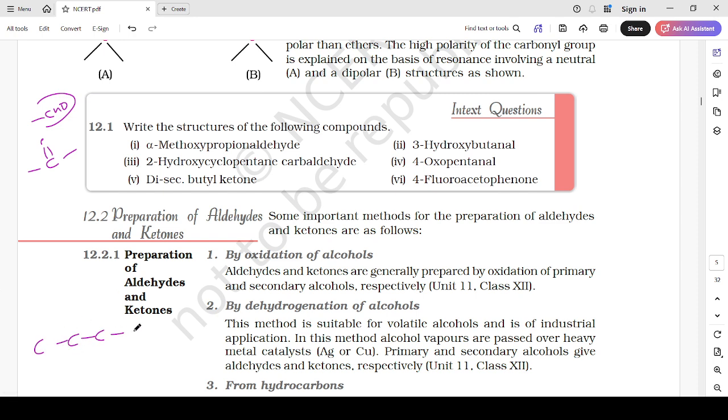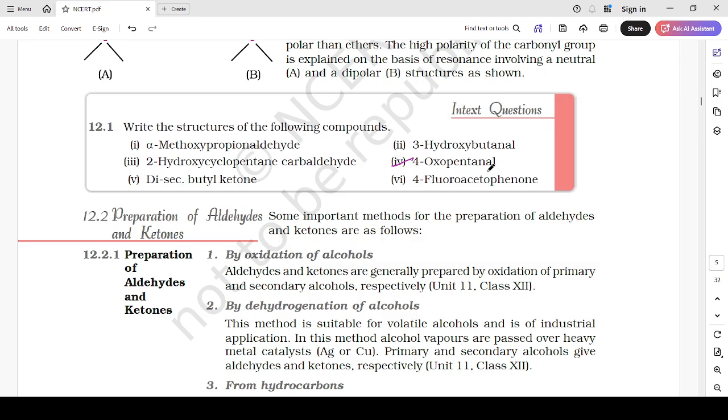You can never say this aldehyde is in between a carbon chain. Not possible. It will be protruding outside. But a ketone is not like that. It will be in between the carbon chain only, like this. Understood?